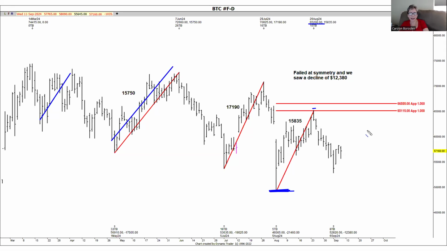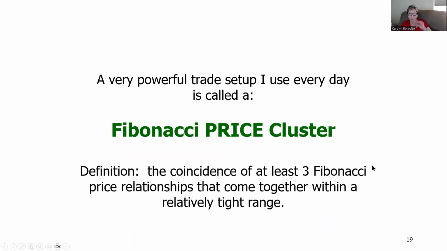It doesn't have to be an exact high or low, but you'll see that these two swings were very similar, 15,750 versus 15,835. And what happened after that from this high, and I did post this on Twitter as it was happening, we had a drop of 12,380 from what? Clicking 3 points on a chart, basically clicking this low, clicking this high, clicking this low, and using a 100% projection. Okay, so that's it for the basic examples.